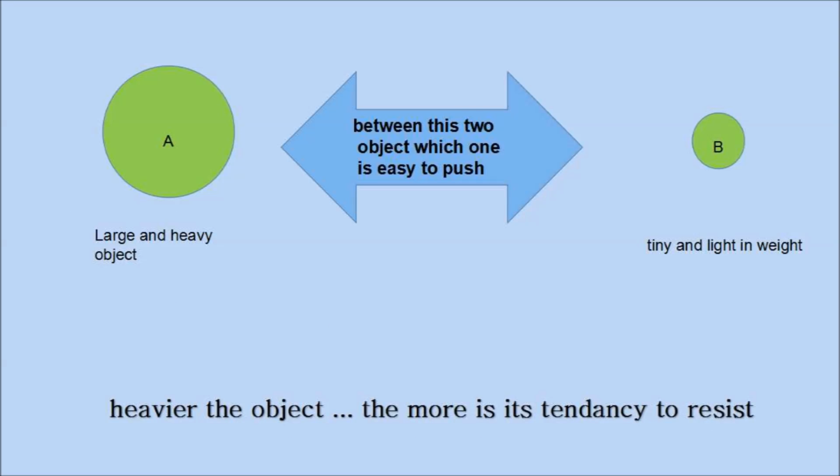Here you see two objects, A and B. Object A is heavy and large, and B is small and light in weight. So which one is easy to push? Obviously B is easy to push. So from this example we know that the heavier the object, the more is its tendency to resist.